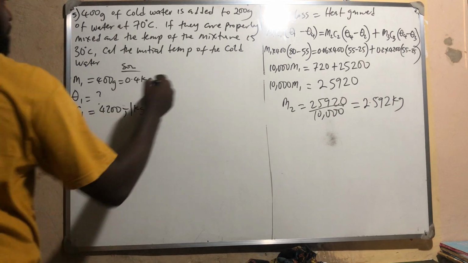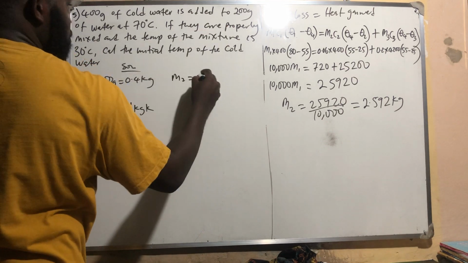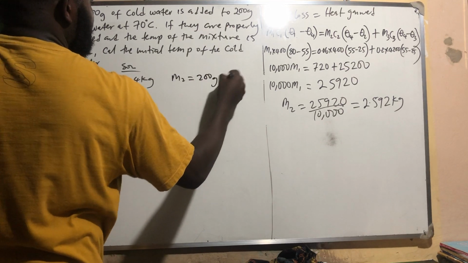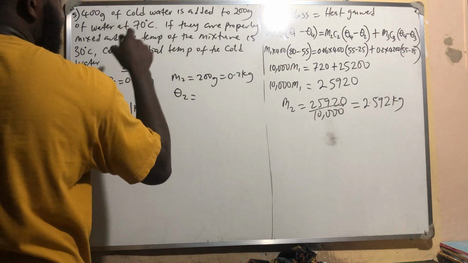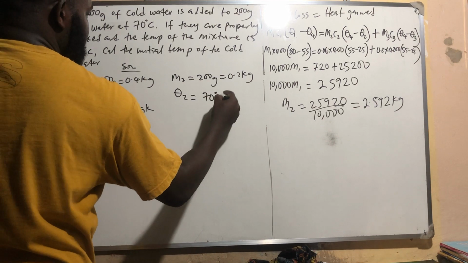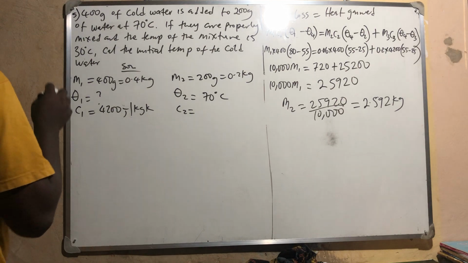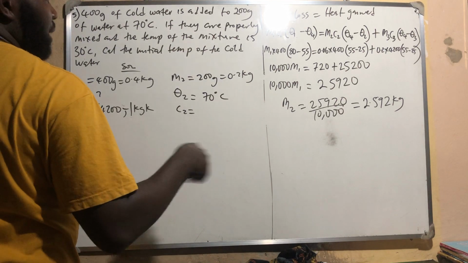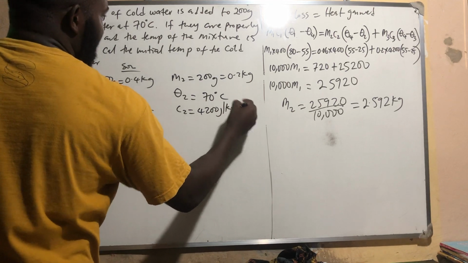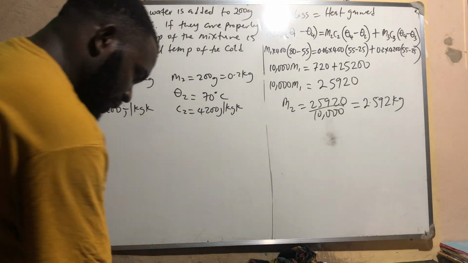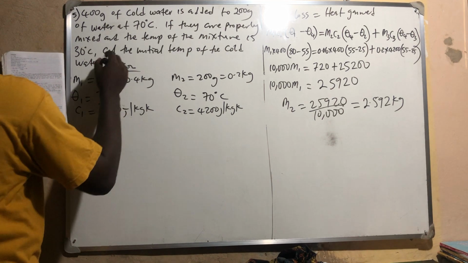Okay, so let's go to M2. My M2 is the mass of the second water, which is 200 gram, which is 0.2 kg. Okay, so now theta 2 is the temperature of that second water, which is 70 degrees Celsius. Then my C2 is simply the same specific heat capacity, the same thing, 4,200 joule per kg per Kelvin. So sorry, they say we should neglect the what? They said something here. Neglect the heat absorbed by the calorimeter.